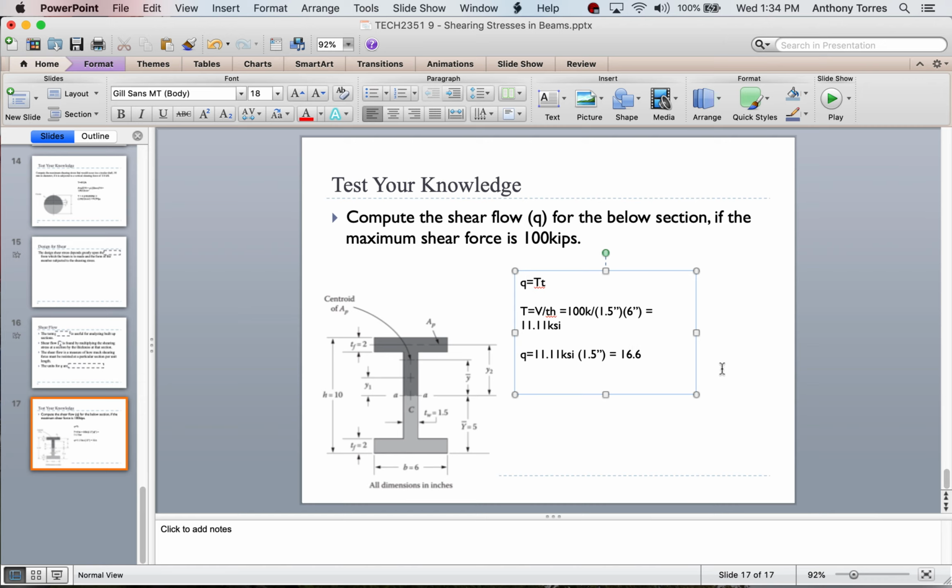And what would our units be? It would be force per length. Force per area times length would be force per length. So kips per inch are flowing through this section at that particular location.